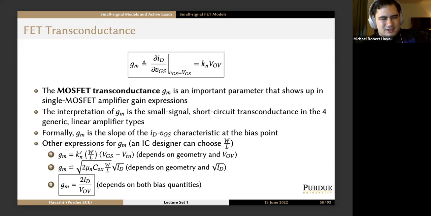If you massage the equations around, you get GM is equal to the square root of 2 mu n oxide capacitance per unit area times aspect ratio times the square root of ID, where everything here is just parameters and the design geometry, and then it's proportional to the square root of current. And then lastly, GM is equal to 2 ID over VOV, where it depends on both bias quantities instead.